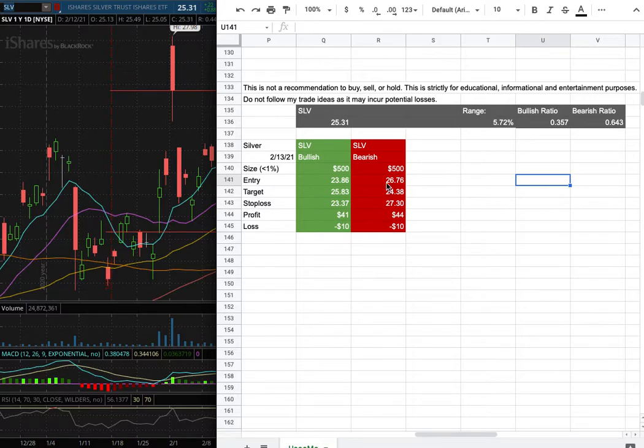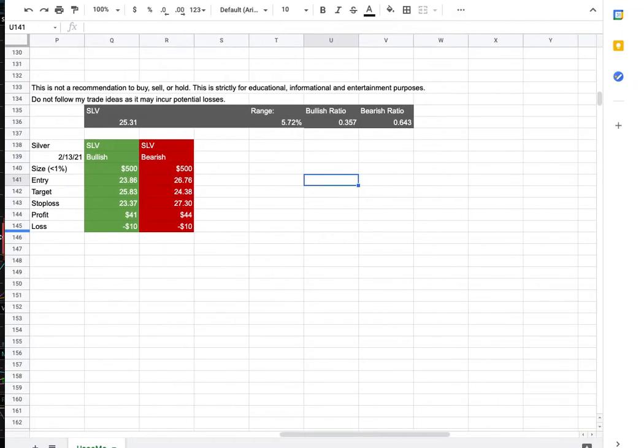However, if I were to open a short position, my entry is at $26.76, and that is this range there. My stop target is at $24.38, and my stop loss is at $27.30. So whichever entry price were to hit first, that will be my position of the week.